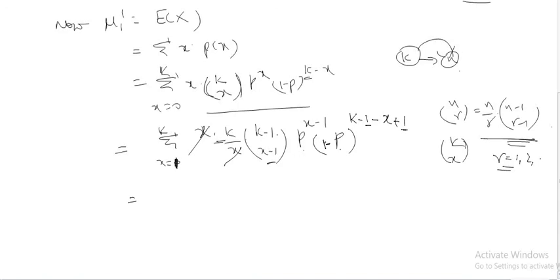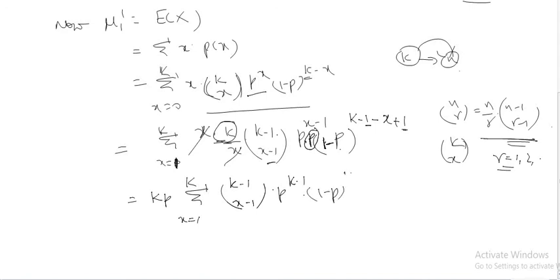Now k is a constant. Oh, sorry, here one more thing: because here it is p power x, so p power x minus 1 into p. This k is constant here, and this p is also constant here, so take it outside. That is kp summation x equals 1 to k, (k minus 1)C(x minus 1), p power x minus 1, (1 minus p) power k minus 1 minus x plus 1.